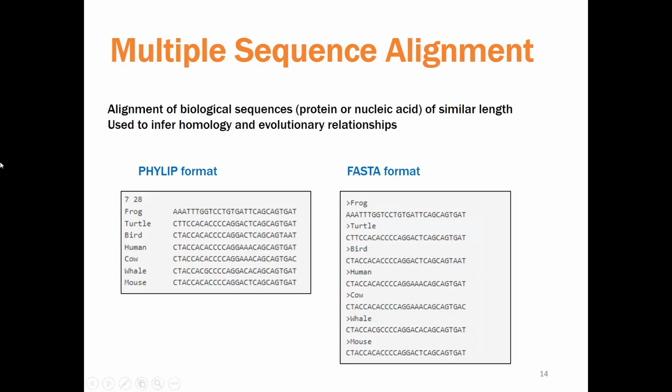So what is a multiple sequence alignment? That's what we're going to be working with today. The multiple sequence alignment is basically an alignment of all the biological sequences. Today, I think we're working with 15 different sequences of similar length. They're used to infer homology and evolutionary relationships between sequences. So IQ-TREE and a lot of other tree programs take a multiple sequence alignment as the input, and then it's able to construct an evolutionary tree that is best explained by the data.